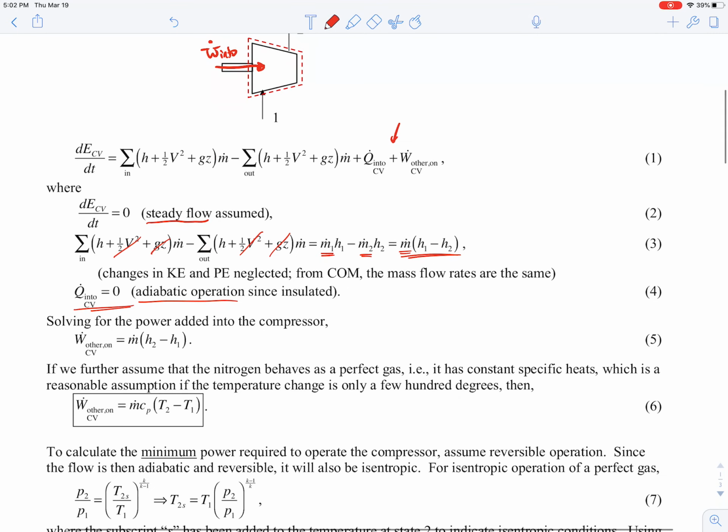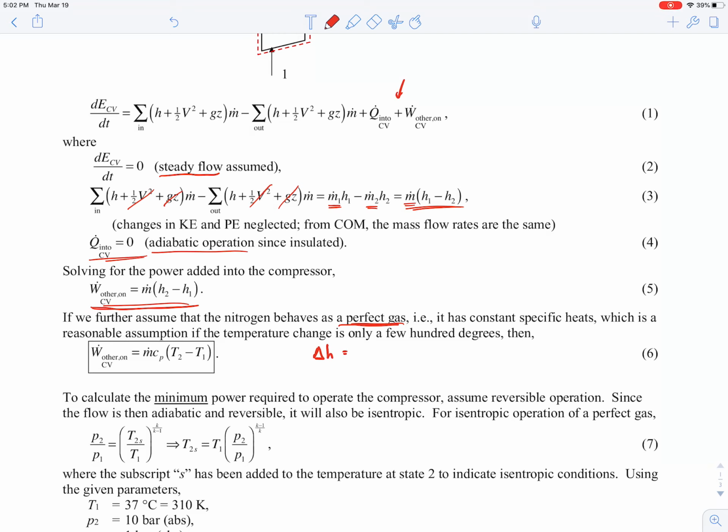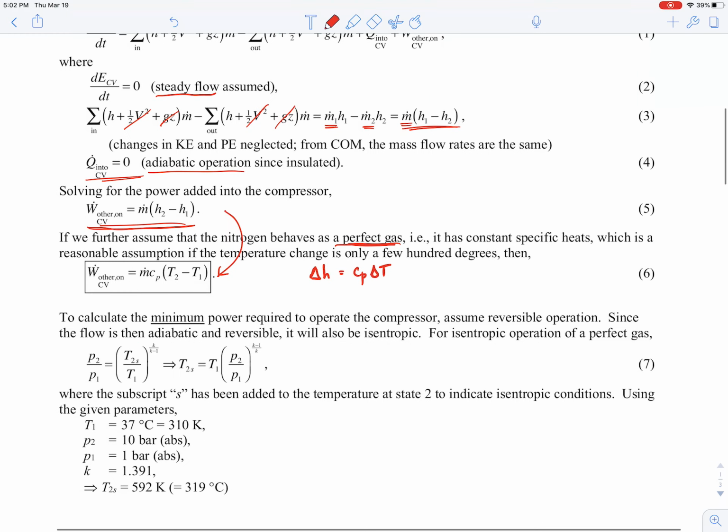We're going to further assume that the nitrogen behaves as a perfect gas. Again, we're given that the specific heat is just a single value, so that implies that we're assuming that the specific heat is a constant. And with that being the case, we know that for a perfect gas, the change in the specific enthalpy is just Cp times the change in temperature. And so that's what we've used to go from equation 5 to equation 6. Okay, so everything I think is pretty straightforward up until this point. I think everybody would know how to get to this point.